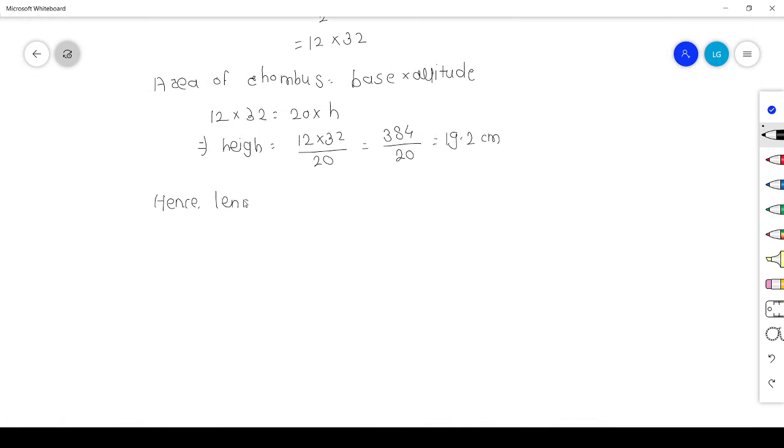Length of altitude of a rhombus is 19.2 centimeters. From available options, we have option C as 19.2 centimeters.